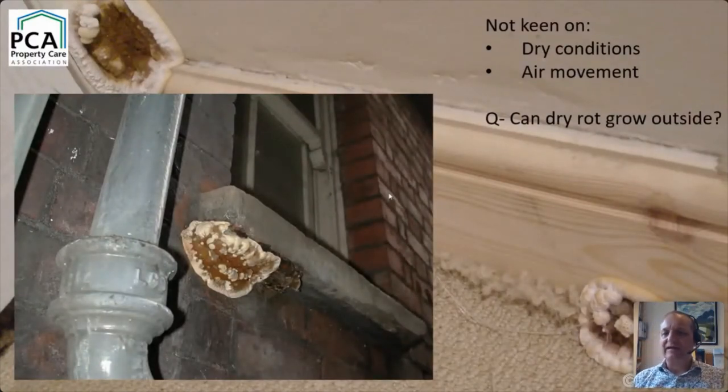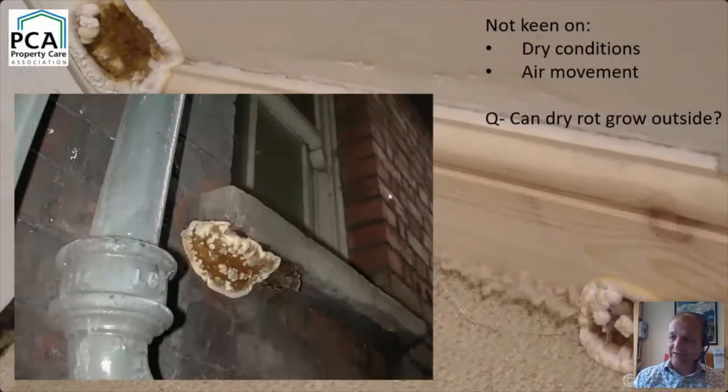The fact is that it can be found growing outside in certain conditions, but it doesn't like exposure. The other thing is that I have seen fruiting bodies growing on the outside of structures on a couple of occasions, though this isn't one of those occasions; somebody else has supplied this photograph to me. One of them was at a place in Shooter's Hill in London, which was absolutely spectacular. But unfortunately, I didn't have a camera with me, and I wasn't local to Shooter's Hill to go back and take pictures.